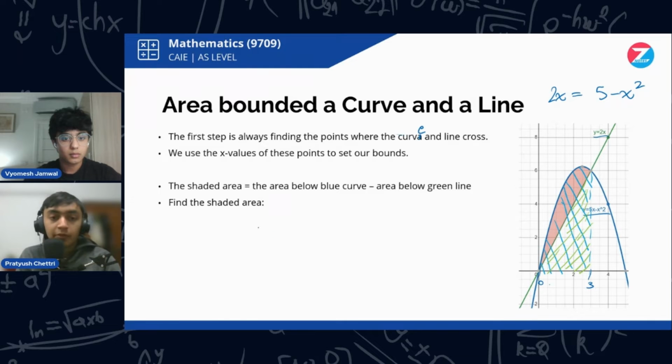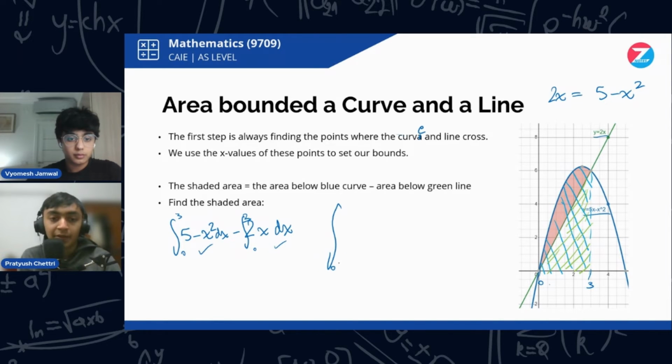We're going to integrate 5 minus x squared dx minus integrate 2x dx, and it's 0 to 3 for both. So that's the area below the blue curve minus the area below the green line. And since they're both integrals with the same bounds, we can combine them into one integral: 0 to 3 of minus x squared plus 2x plus 5 dx.